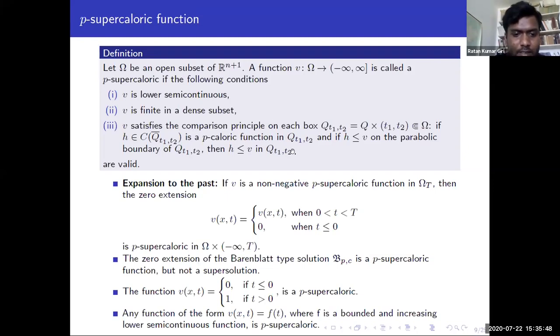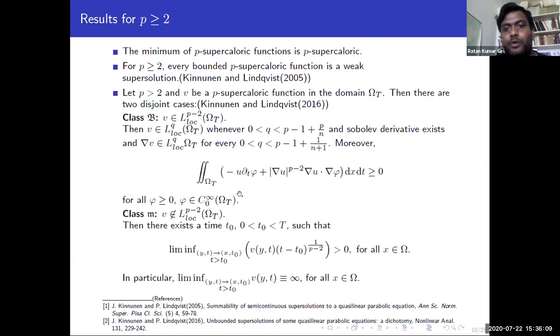Here I listed some examples of these supercaloric functions. For example, the zero extension of the Barenblatt type solution. It is not a super solution, but it is a supercaloric function. Similarly, the step function. It is not a solution, but it is a supercaloric function. Now let me show you what is known to us. So for p bigger than or equal to 2, every bounded supercaloric function is a weak super solution.